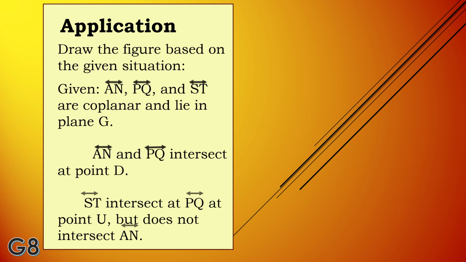Again, given is line AN, line PQ, and line ST are coplanar and lie in plane G. Line AN and line PQ intersect at point D, and line ST intersects line PQ at point U, but does not intersect line AN.